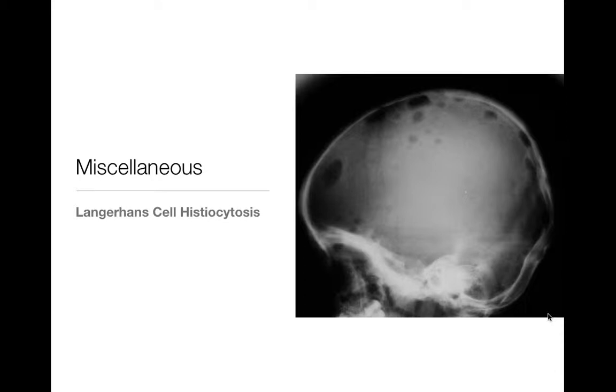You see this in a kid like this, it's really just EG, EG, EG. Those are your top three main differentials. If you saw this in an adult, you're going to say something different. You're going to think multiple myeloma and then metastasis. But in a kid, typical appearance of Langerhans cell histiocytosis or EG, eosinophilic granuloma.